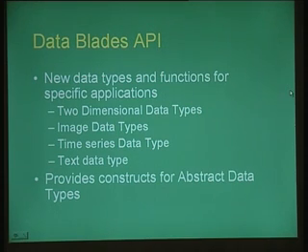And there are several kinds of APIs that the data blades provide, where you can have something like 2-dimensional data types and image data types and so on. There is also a construct for abstract data types where you can define an abstract data type along with specific methods to manipulate the variables or the elements of this abstract data type.